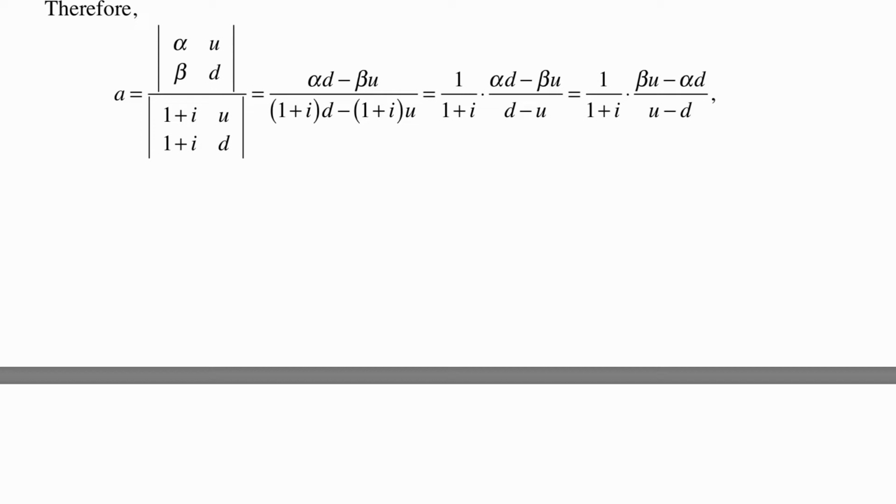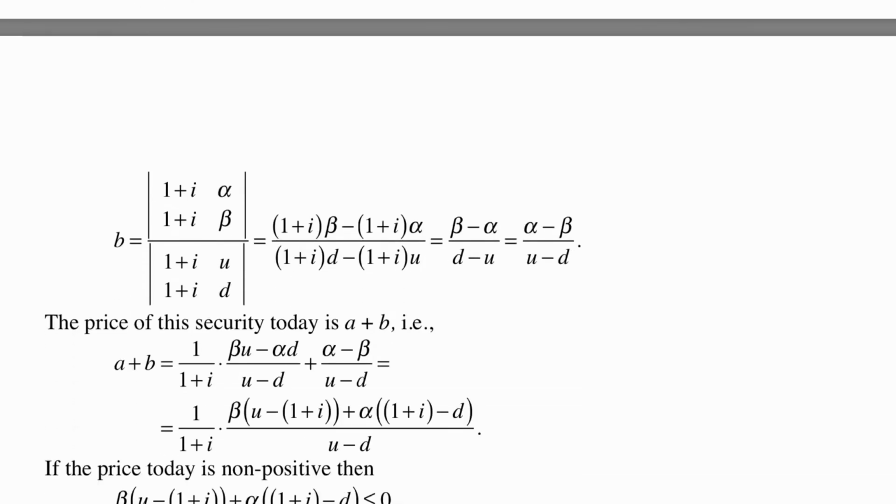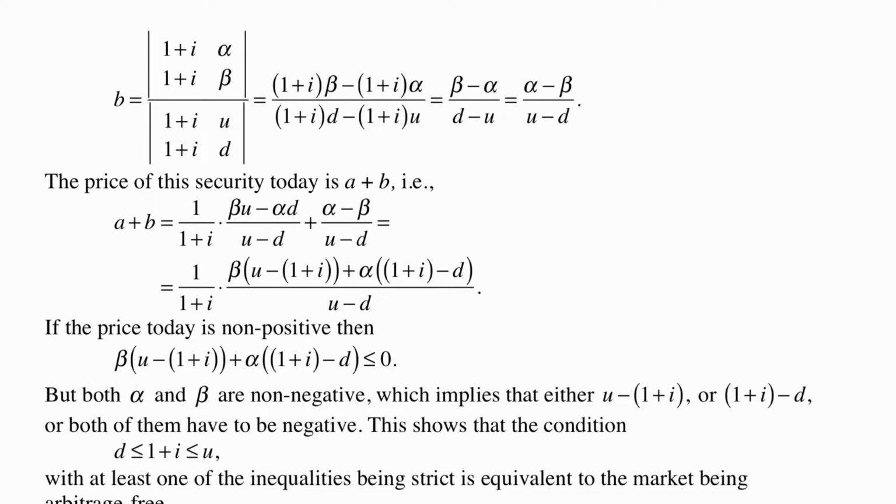And you will get a equal to 1 over 1 plus I times (beta u minus alpha d) over (u minus d), and b will be equal to (alpha minus beta) over (u minus d). The price of this security today is a plus b, which we can write therefore as 1 over 1 plus I times (beta times (u minus (1 plus I)) plus alpha times ((1 plus I) minus d)) over (u minus d).